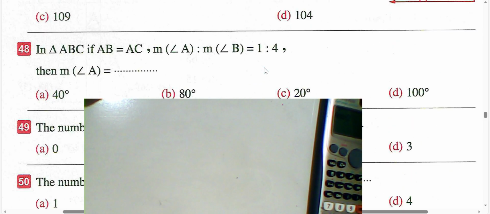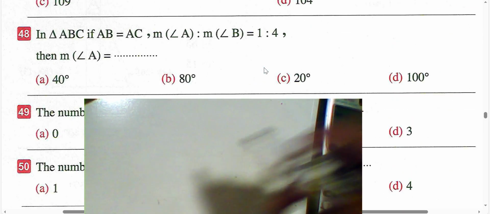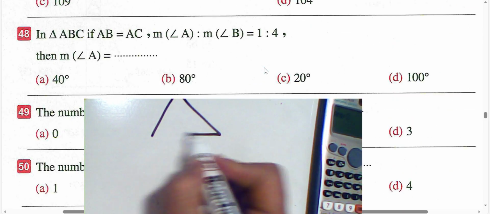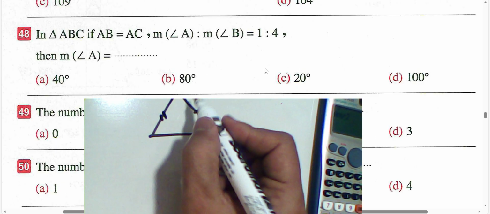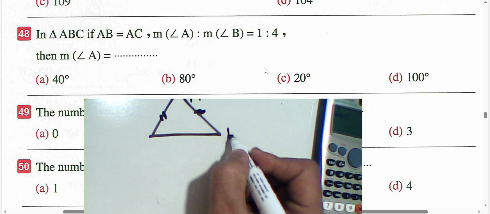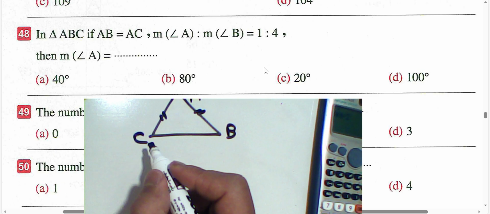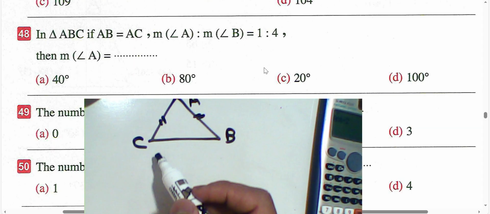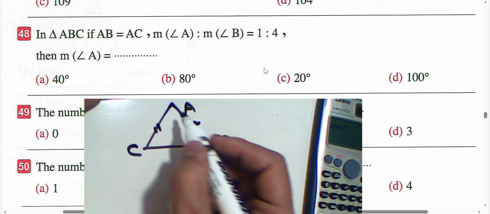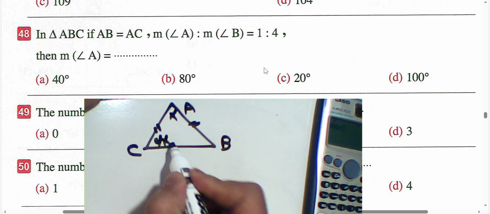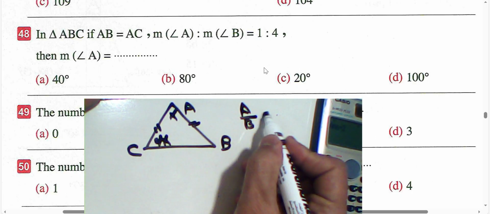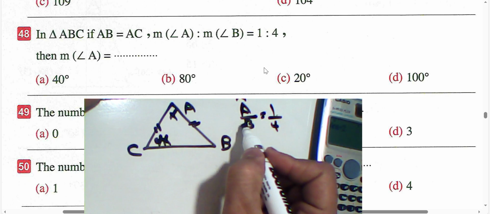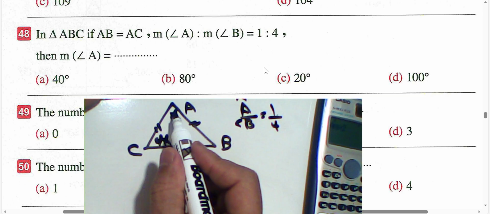Next question, number 48. In triangle ABC we have an isosceles triangle, with AB equal to AC, and the ratio between the measure of angle A and angle B is 1 to 4. It means A will be x and B will be 4x. He gave me the ratio between angle A and angle B as 1 to 4, then we have x and 4x.